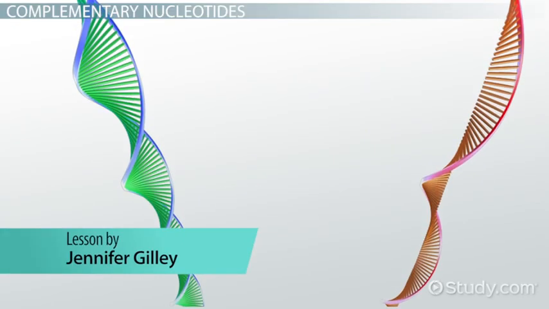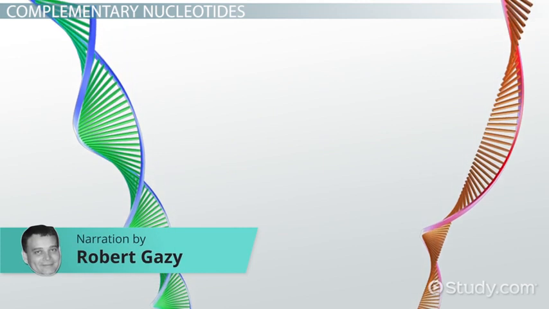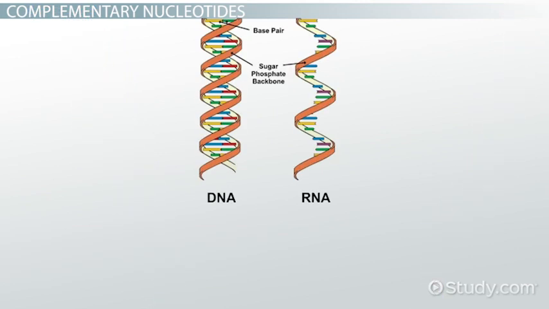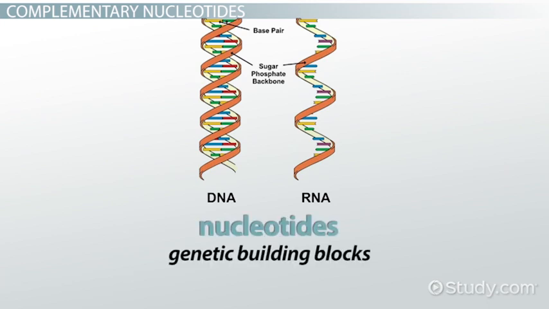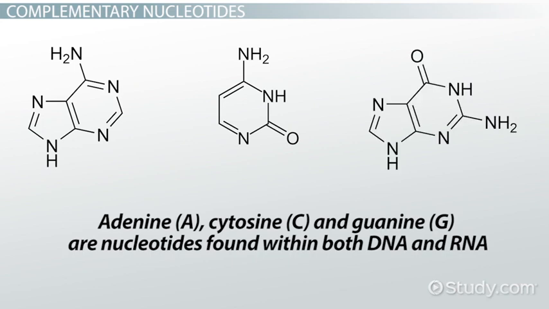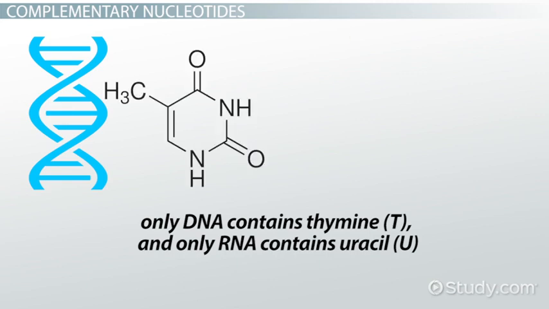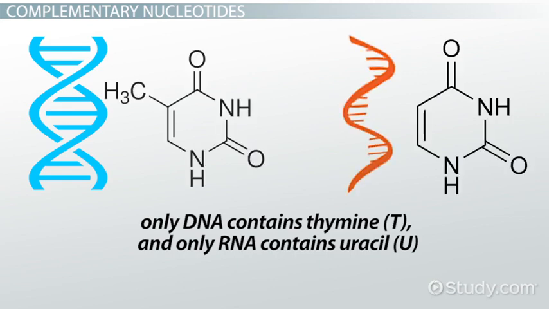Our cells use both DNA and RNA to make the various proteins required for daily cellular activities. DNA and RNA are made up of different sequences of nucleotides, or genetic building blocks. Adenine, cytosine, and guanine are nucleotides found within both DNA and RNA. However, only DNA contains thymine, and only RNA contains uracil.